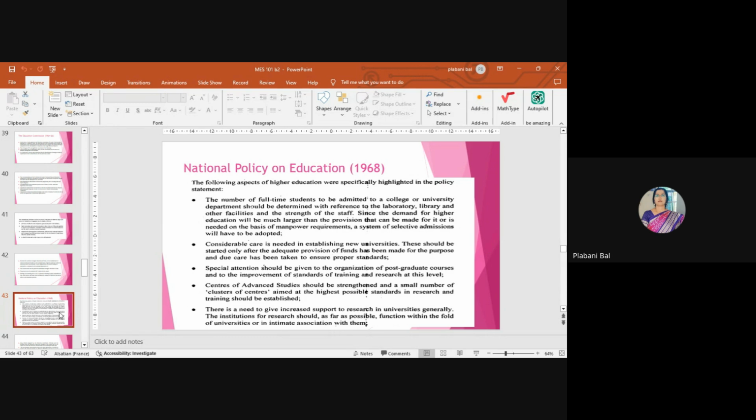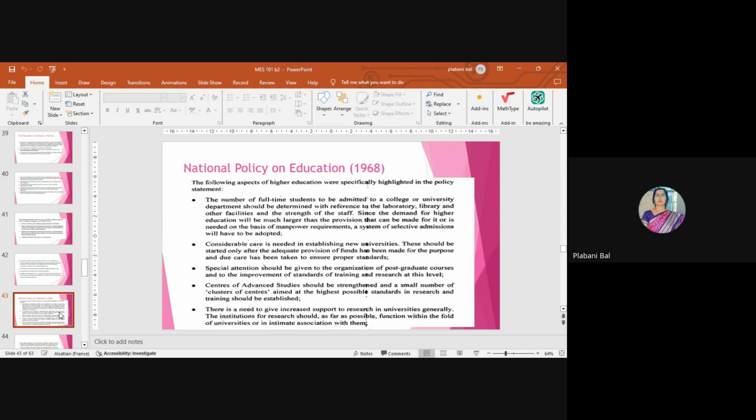Based on the recommendation of the Education Commission, a resolution on national policy on education was formally adopted by the Parliament in 1968. The principles in the national policy on education aimed to promote what? To promote national progress, a sense of common citizenship and culture, and strengthen national integration. So these were also the aim here in the 1968 policy.